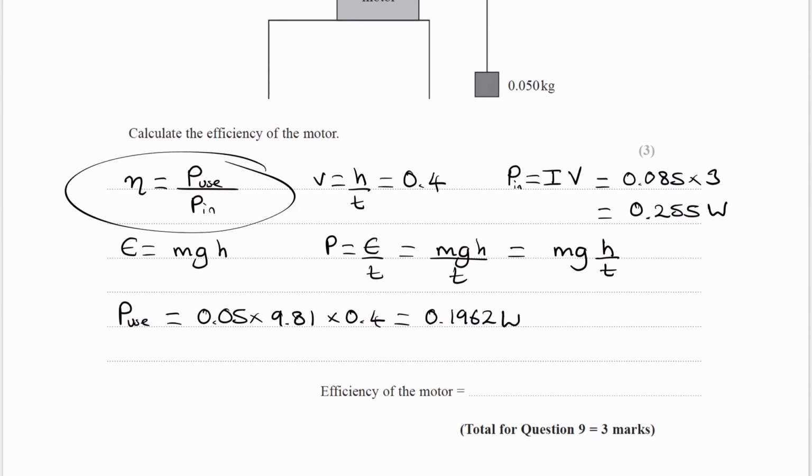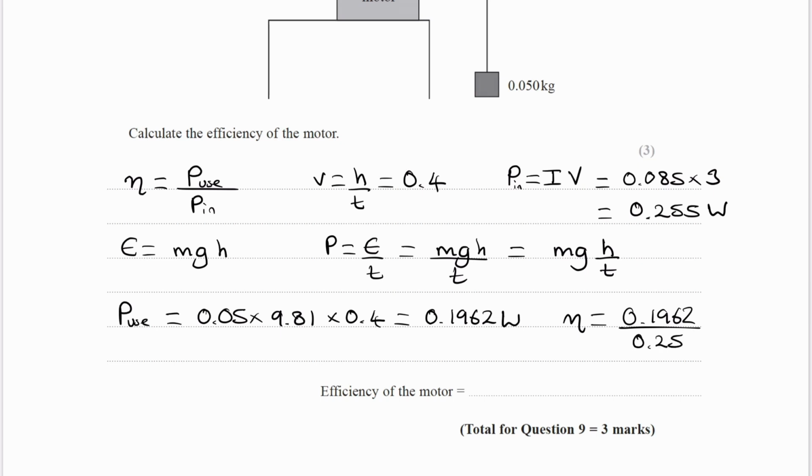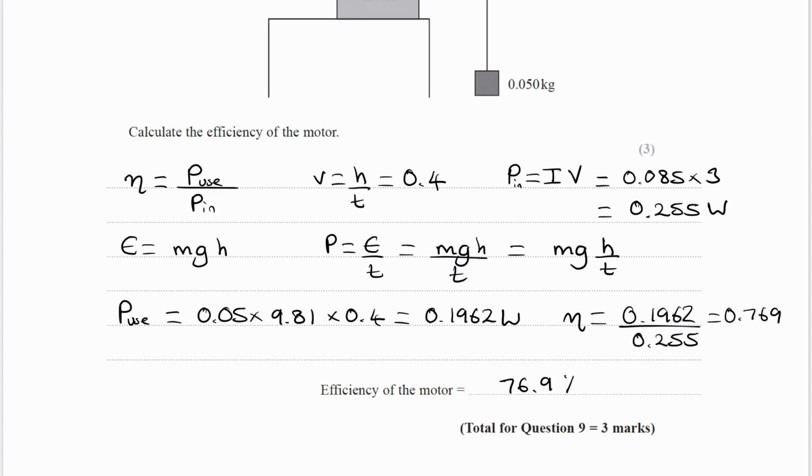And then we can put both of those things into our efficiency equation. Efficiency is then going to be 0.1962, all divided by 0.255. We work that out, and that gives us 0.769. And then we can times that by 100 to convert it to a percentage, and we get 76.9%.